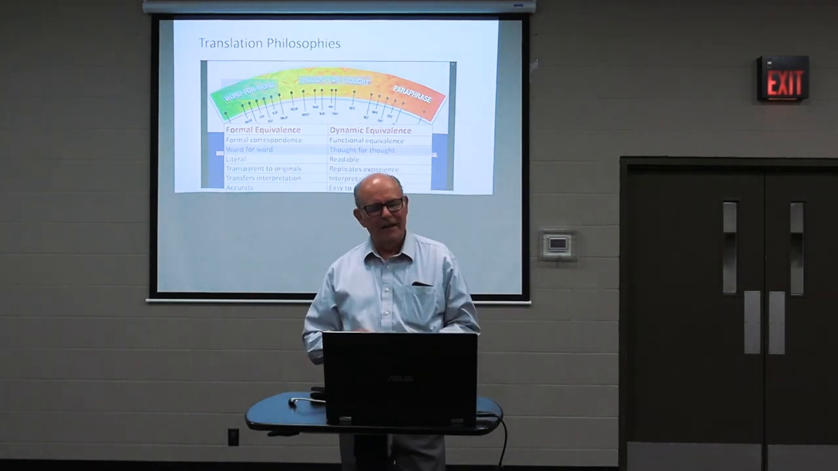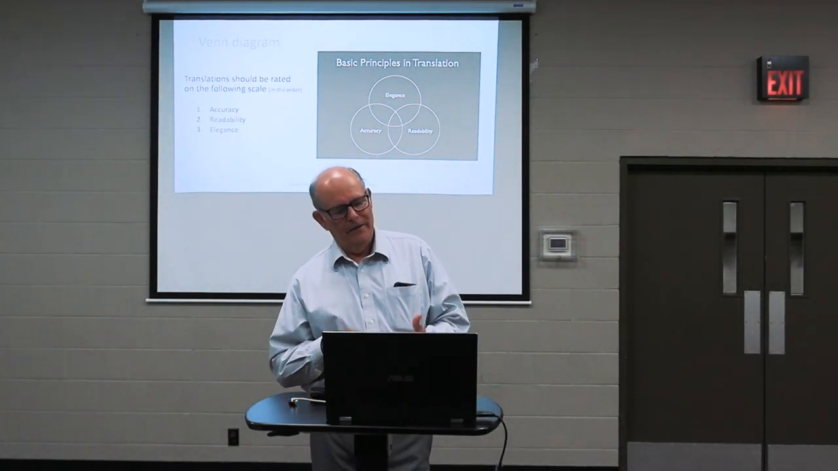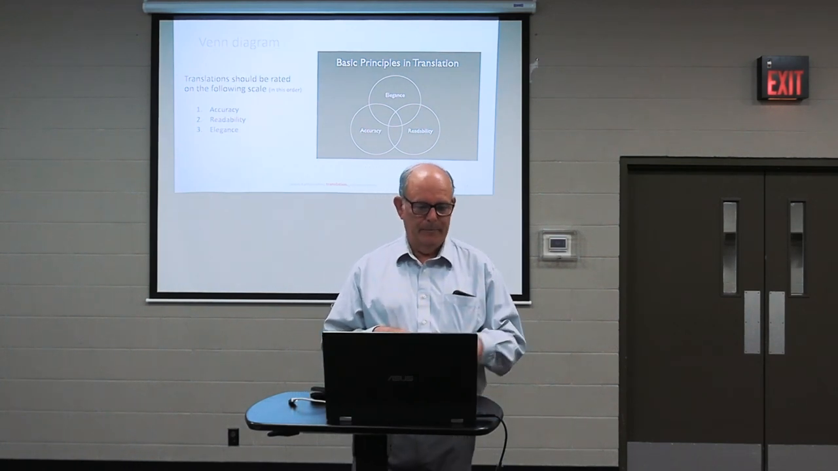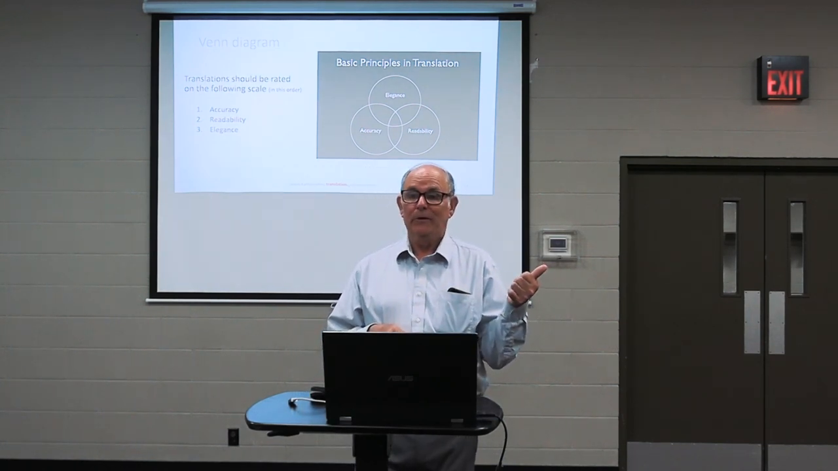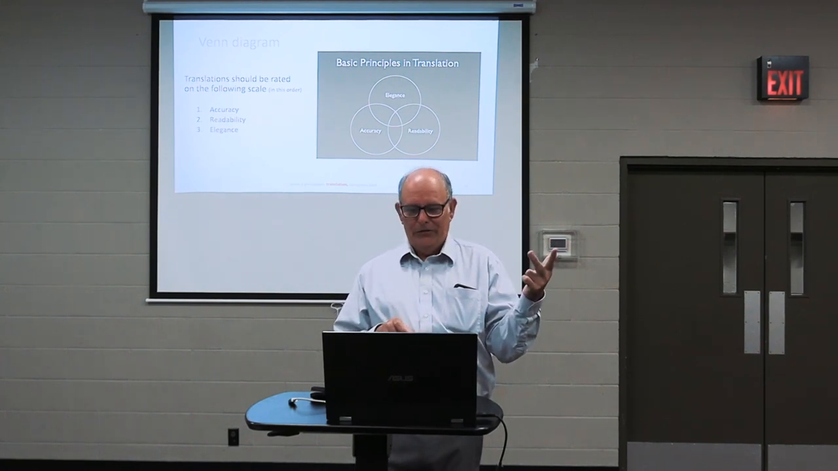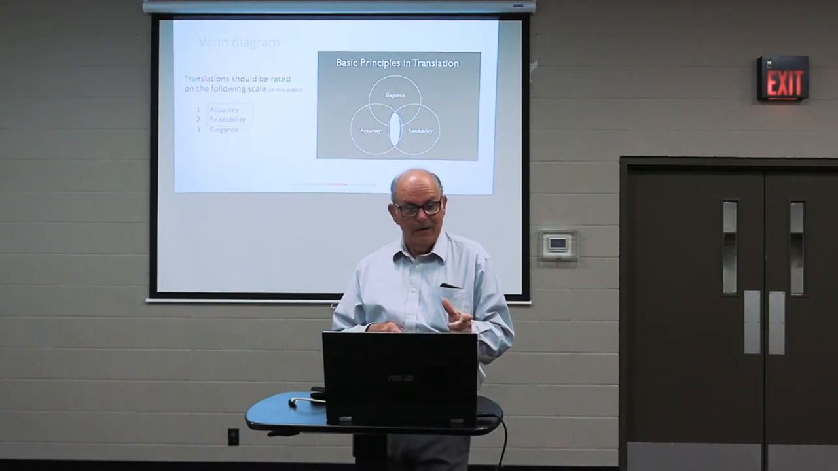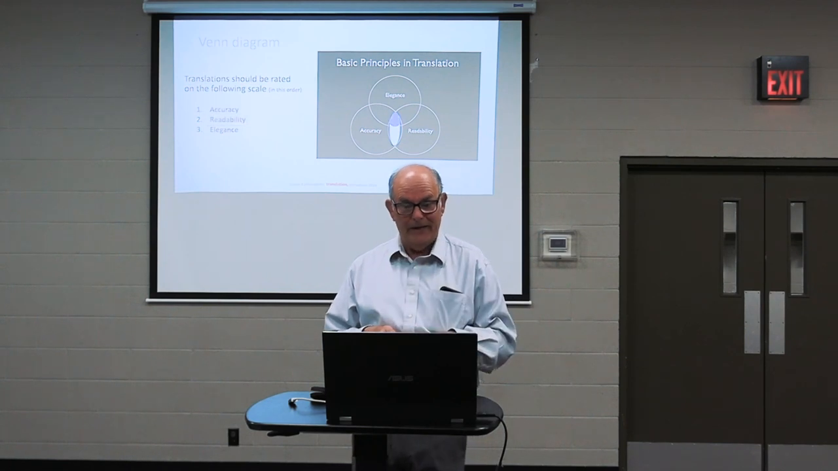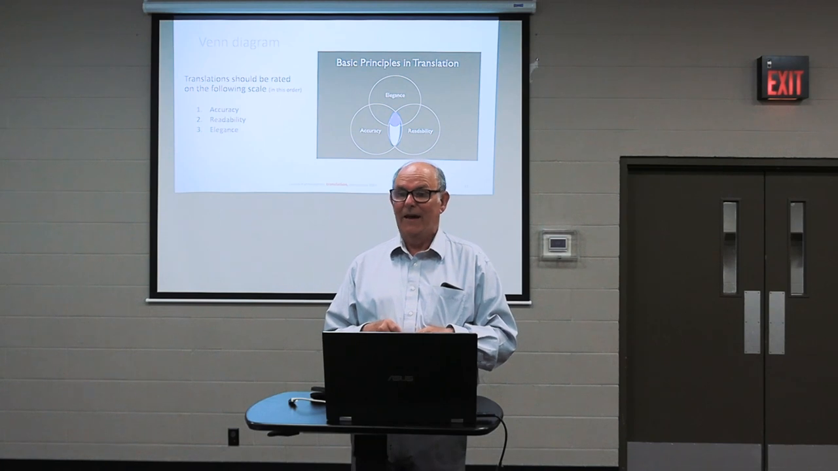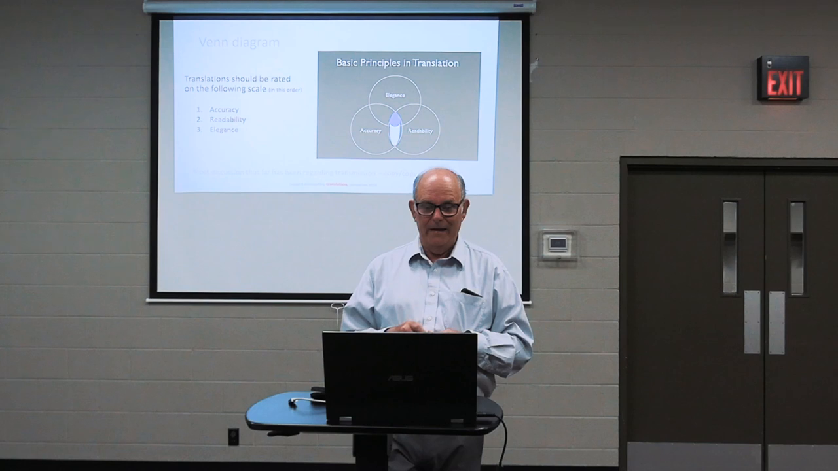But let's put all this together in, let's say, a Venn diagram. Translations should be rated on the following scale in this order. I don't know where I got this. I don't think I made it up, and I think it's pretty good. Accuracy is pretty important, that it's accurate. But you also want readability. Eloquence is also a good thing. And so you put that together in that Venn diagram. Readability and accuracy can be found there. But if you can add eloquence in there as well, then that's fine. So that sweet spot is the best and the better way to look at it.